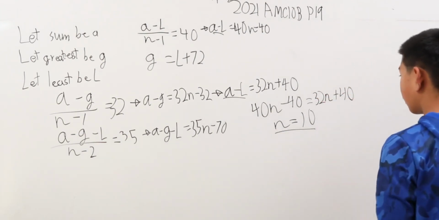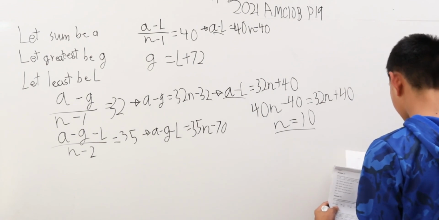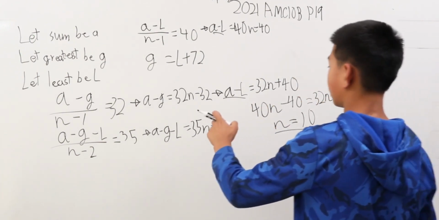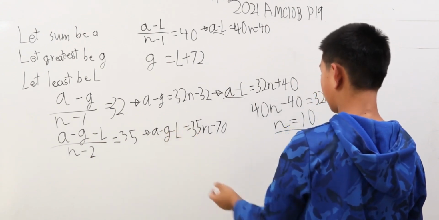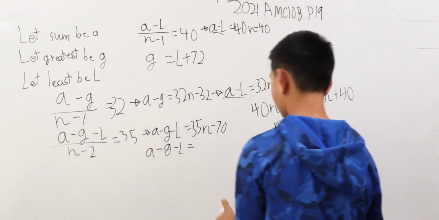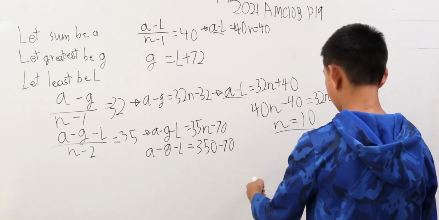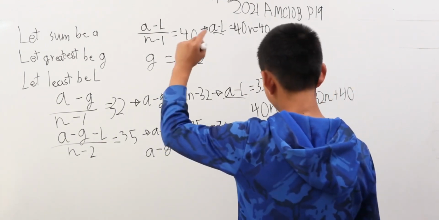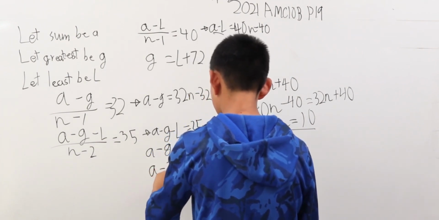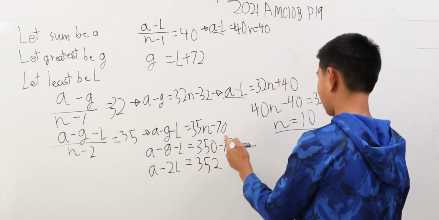So we have this value for n, but we want to find A. What is A? Well, we can plug all these values in. Let's just do it for this one. A minus G minus L. When we plug the value for n in, this is going to be equal to 350 minus 70. And why I write it like this and not directly subtract is because when we put the value of G back in here, we get a different value. So when we do that, we get that this is A minus 2L minus 72. This is going to be 352, because when you add the 70 to this other side, this makes 2.